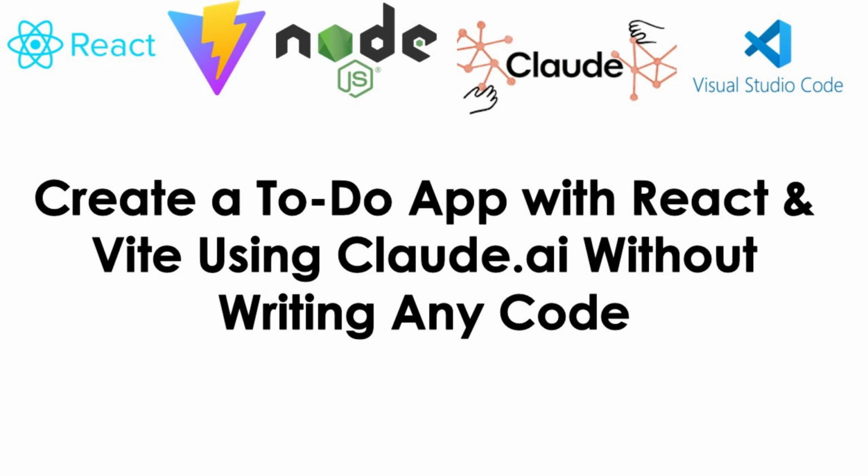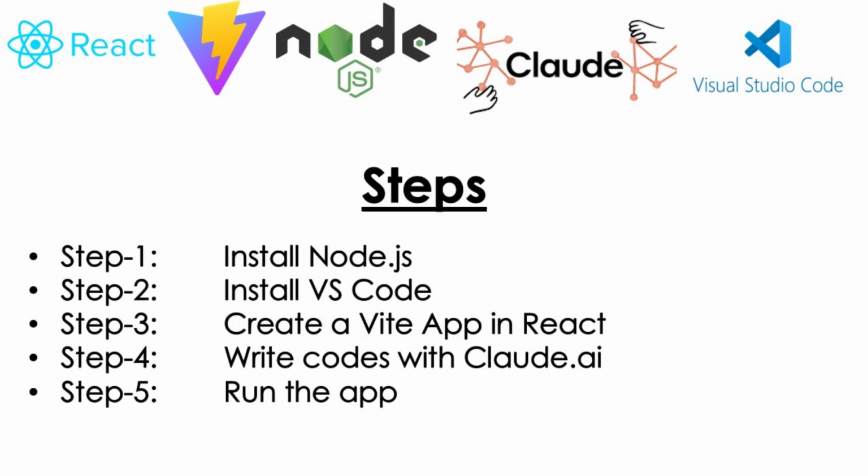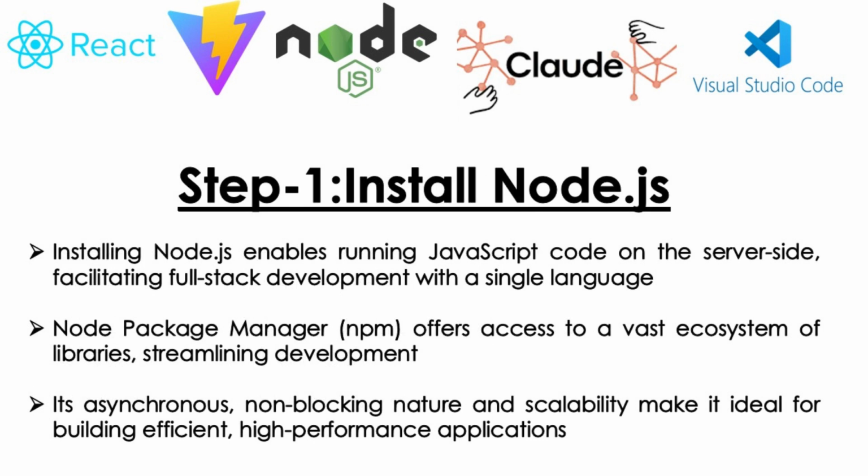So let us begin. We will follow these 5 steps to create the app. In step 1, we shall install node.js. In step 2, we shall install Visual Studio Code. If you have already installed these 2, you may directly start from step 3. In step 3, we shall create a Vite app in React. Then we shall write code with Claude.ai and run the app. Now let us start with step 1.